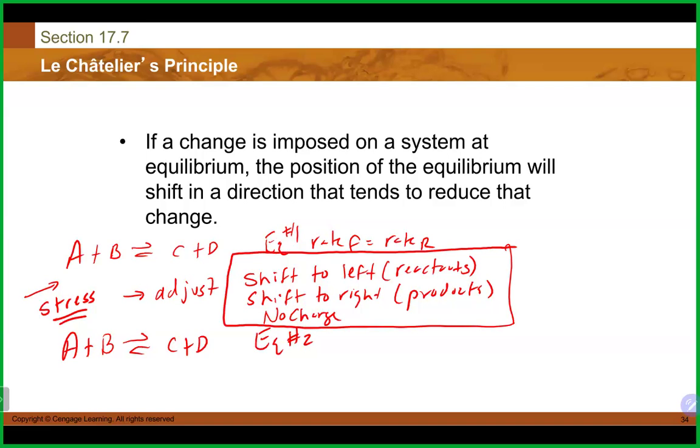Either it will shift to the right, make more products, shift to the left, make more reactants, or again, even though you did something, not much is going to happen. So what are these stresses that you can do to a system that's at equilibrium? There are a few different ones. We're going to talk about each of them individually here.